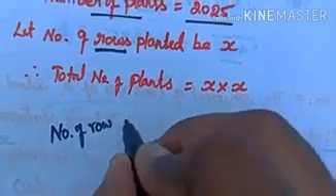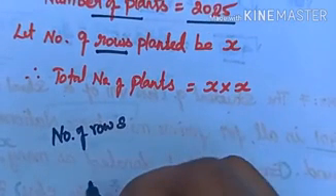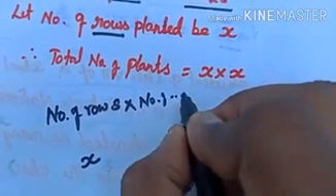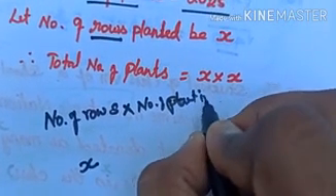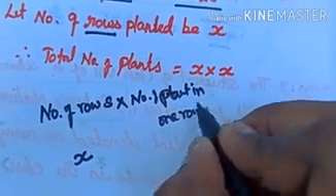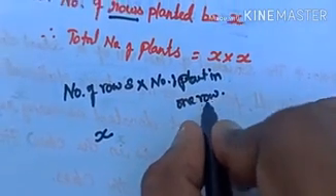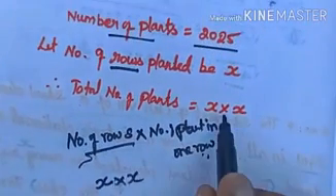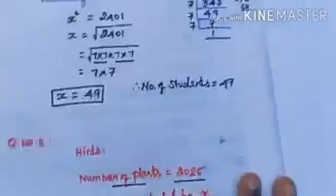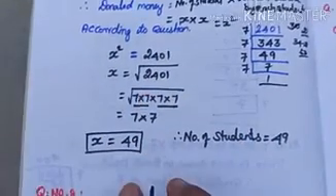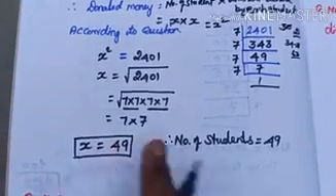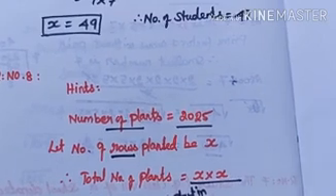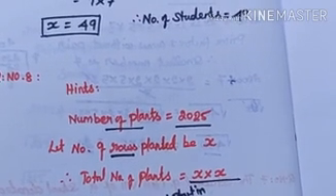If we take the number of rows as x, the number of plants in one row is also equal to the number of rows. So that one is also x. So you can see, that's why I told you x into x. According to the question it is x square. Same steps you must follow, and you need to find the square root of 2025. You get how many plants are there in a row and how many rows are there.